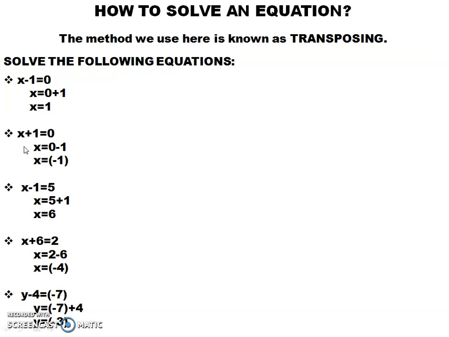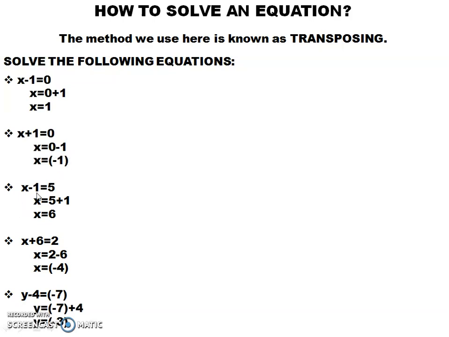Let us see the second question. x + 1 = 0. So this plus 1 we will take from LHS to RHS. Plus is addition. So when you take it to the right hand side, what happens? It becomes subtraction. So x is equal to 0 - 1, which is -1.